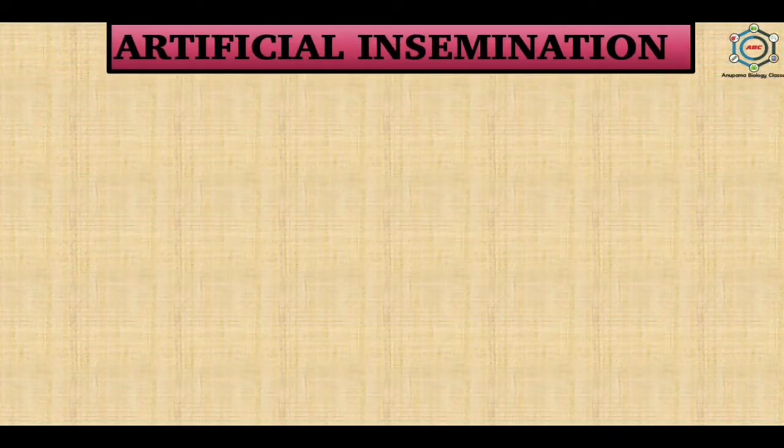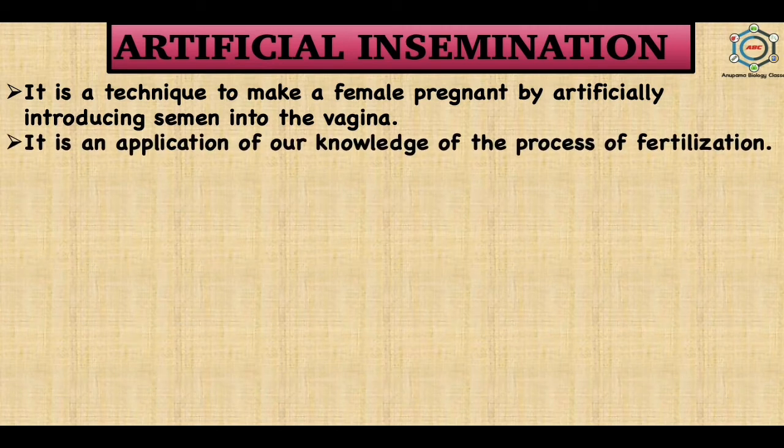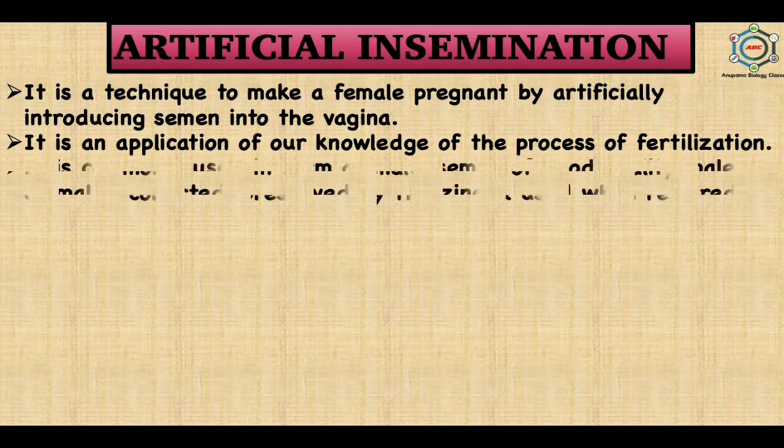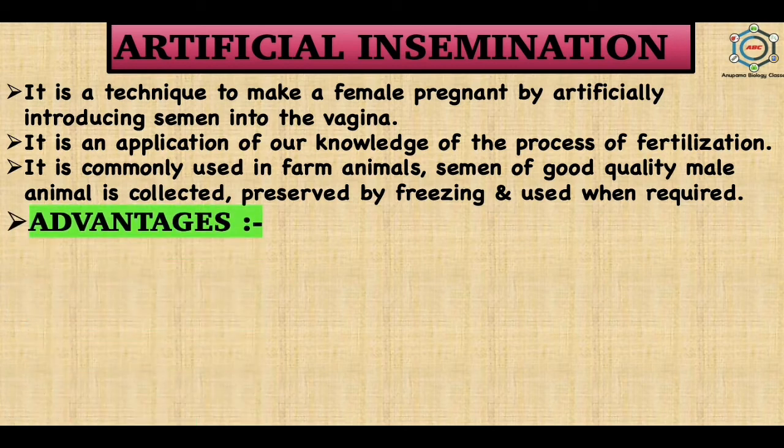Now, the last topic, that is artificial insemination. It is a technique to make a female pregnant by artificially introducing semen into the vagina. It is an application of our knowledge of the process of fertilization. It is commonly used in farm animals. Semen of a good quality male animal is collected, preserved by freezing and used when required.